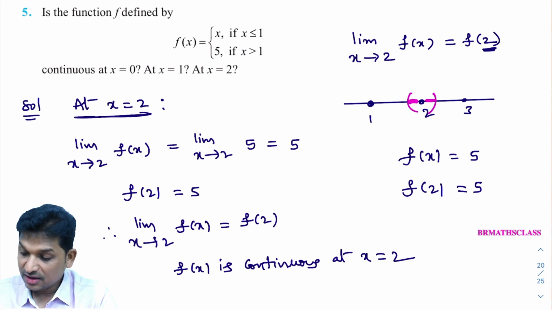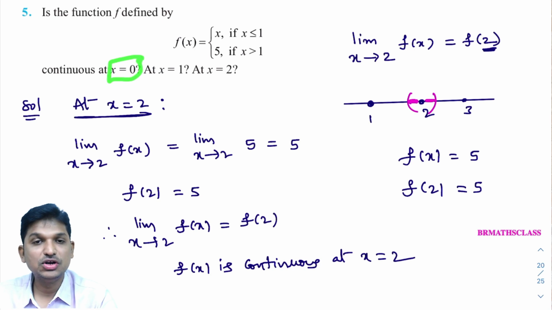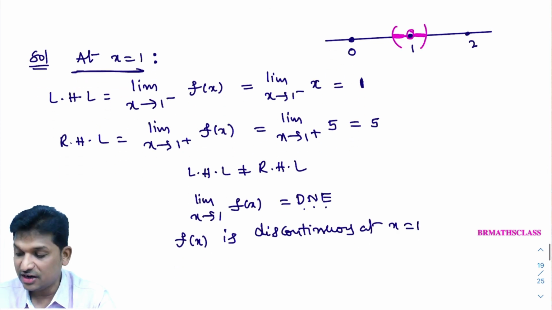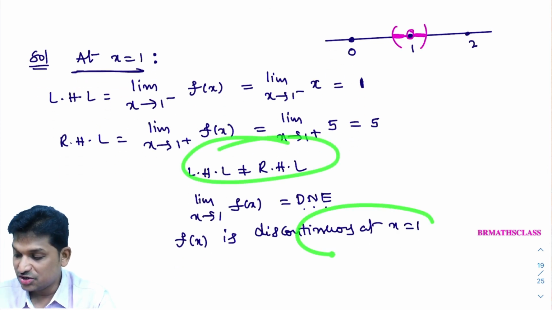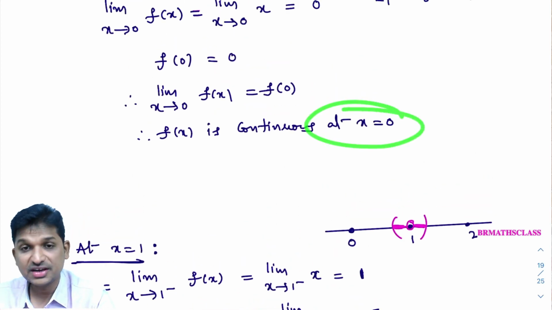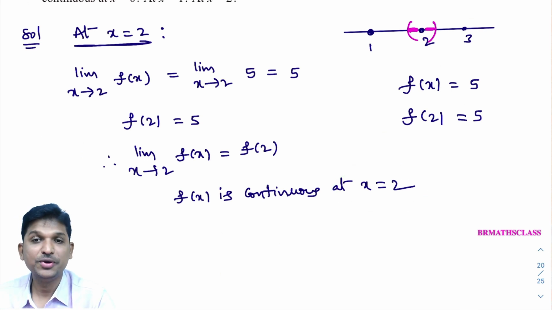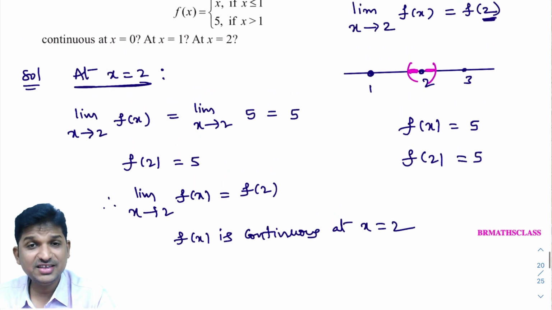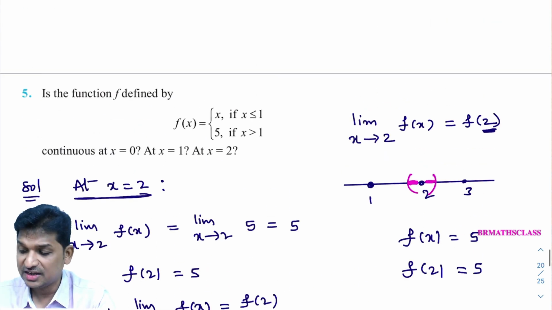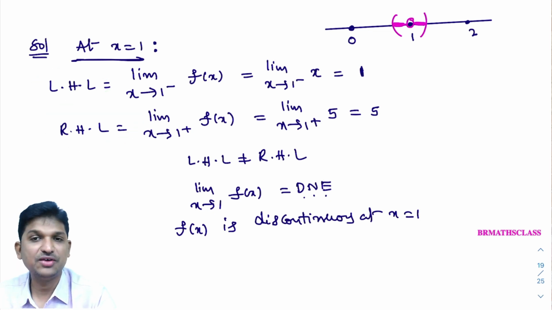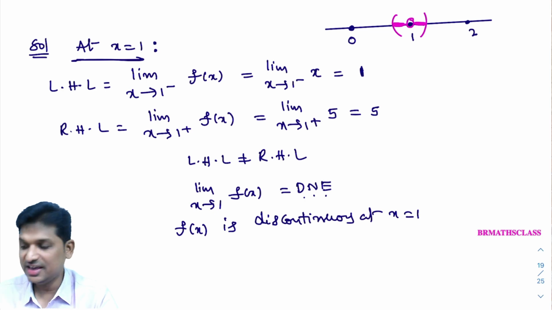Okay. So I checked the continuity of this function at x equal to 0 and came to know that the function is continuous at x equal to 0. Then I checked continuity at x equal to 1 and came to know that it is not continuous because the left hand limit is not equal to the right hand limit. So it is discontinuous at x equal to 1 and continuous at x equal to 2. I hope you understand this problem. If you understand this properly, especially how to use the left hand limit and right hand limit to calculate the limit as x approaches 1 of f of x, then you can do these problems very easily.